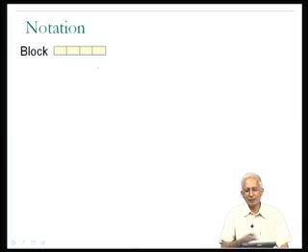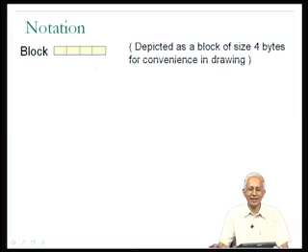In this particular notation, the suggestion is that the size of a block is 4 bytes, but that is just for convenience in drawing. I'm not suggesting that 4 is a typical block size in real caches. We'll talk about block size a little bit later, but for the moment I'm just using this notation so that I can draw these diagrams a little bit quicker. Okay, now we'll use this kind of a box with 4 components in it to represent a block, and that is just for ease of drawing.